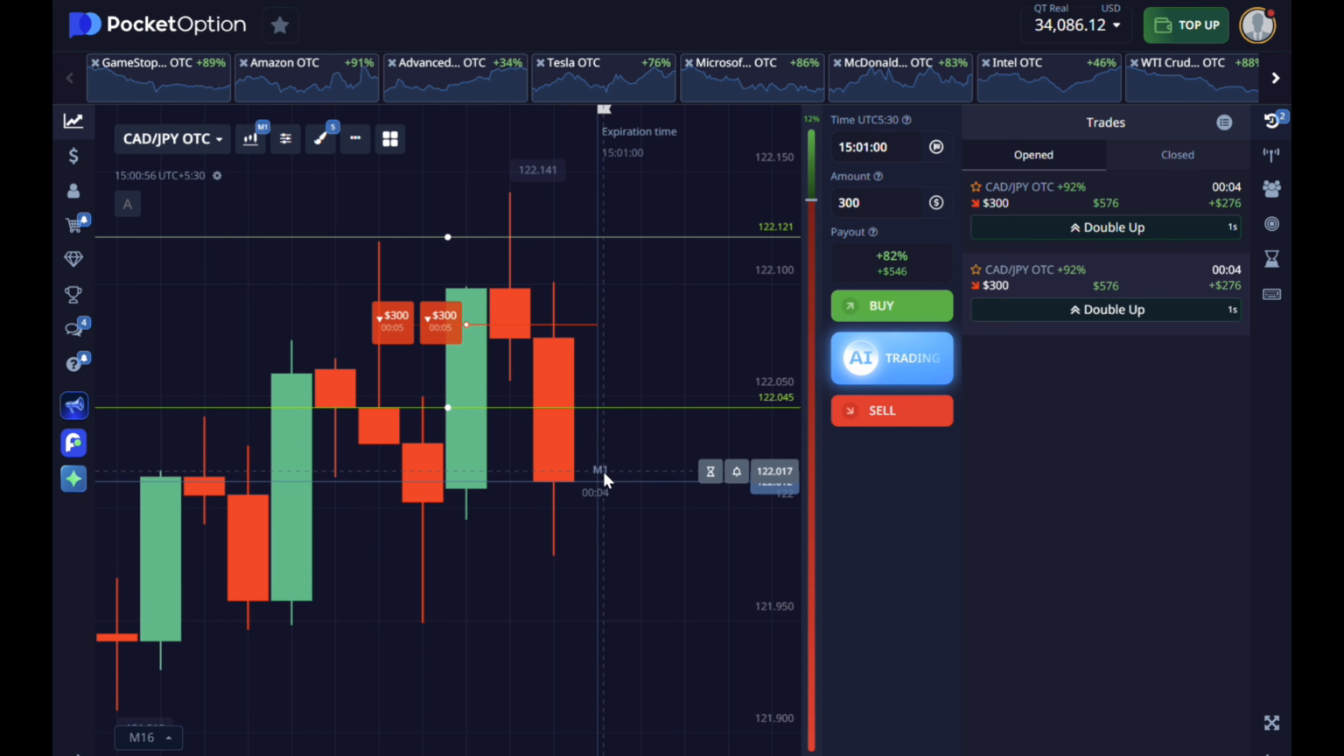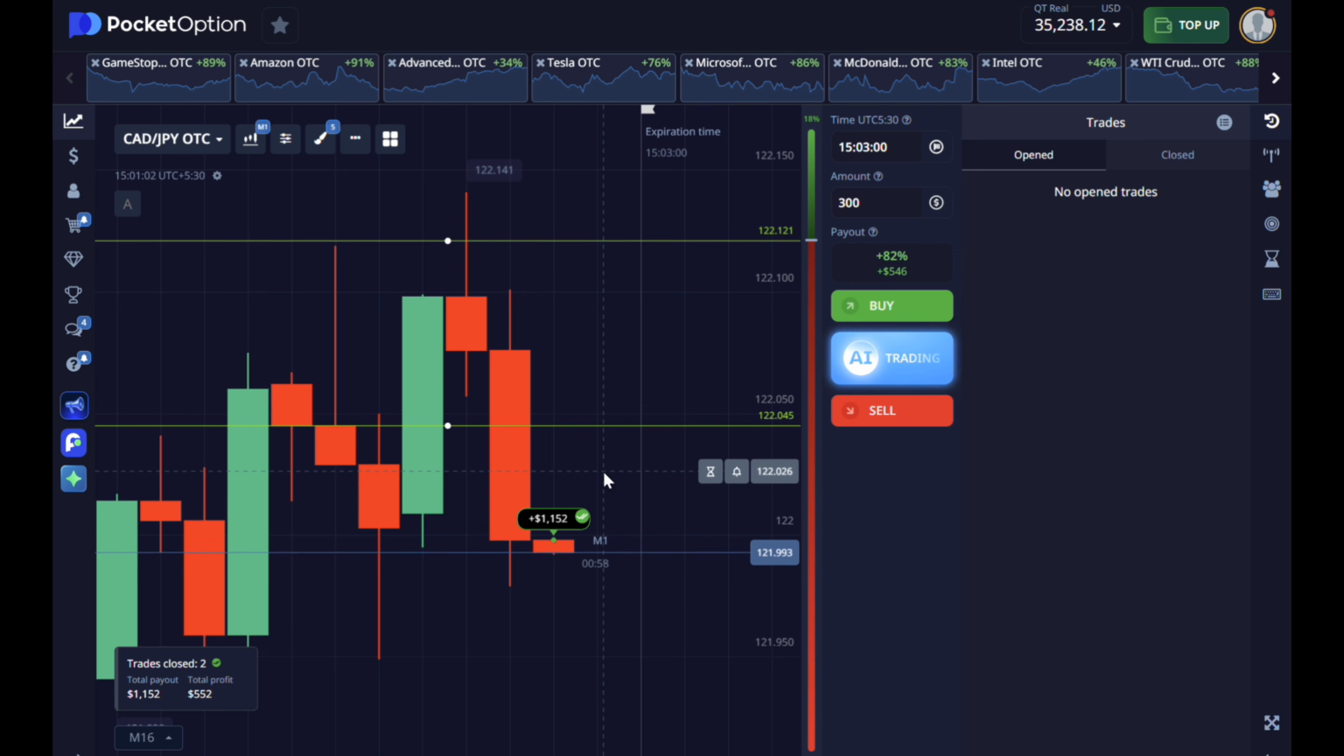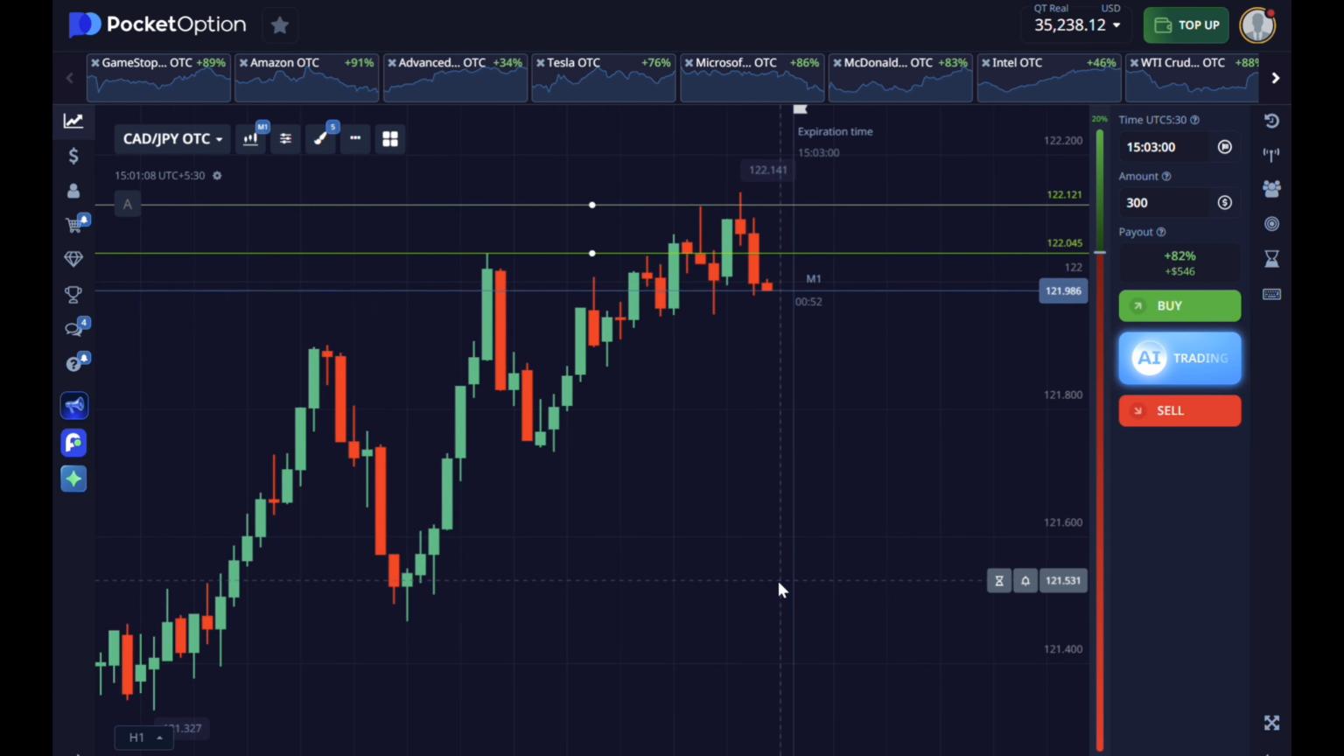Okay, a nice red candle has formed here where I've placed a double trade. Both of my trades here have been profitable. So guys, I've successfully recovered the loss from my previous trade quite well here.